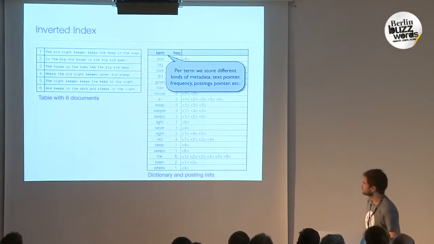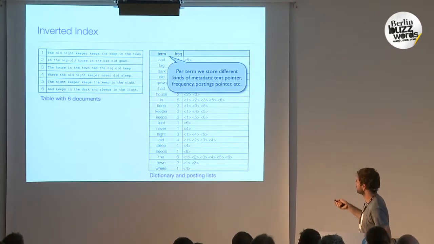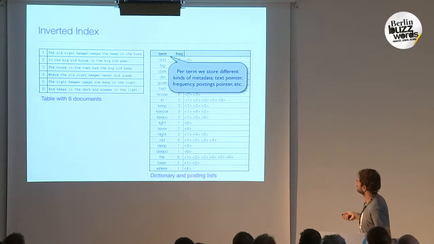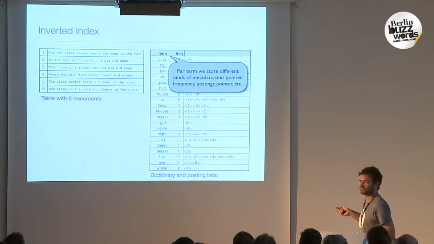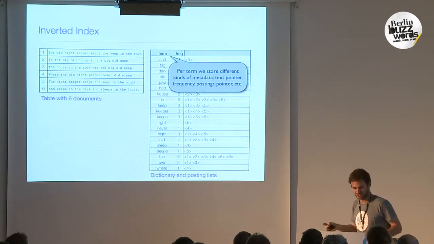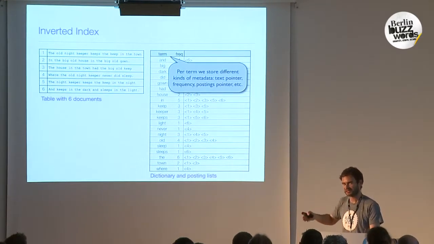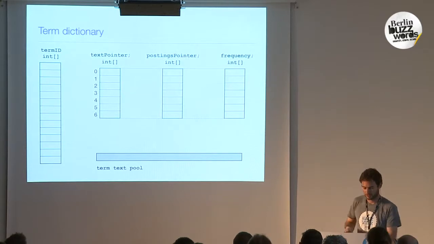And you notice here that the dictionary has all the terms, and then it has some metadata. So for example, here is called the document frequency. It's basically just the number of documents in which a term occurs in your 16 million segment. So there's some metadata per term that you have to store.